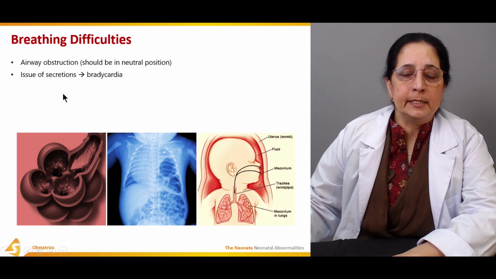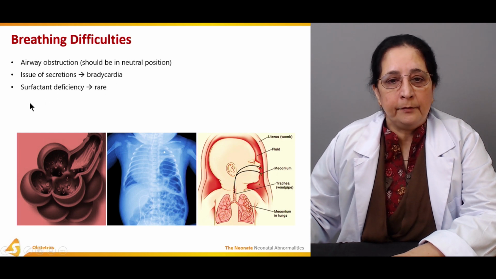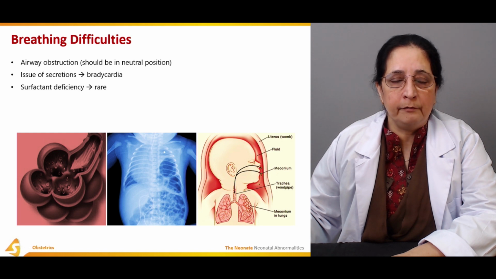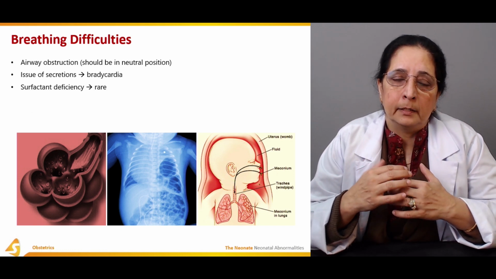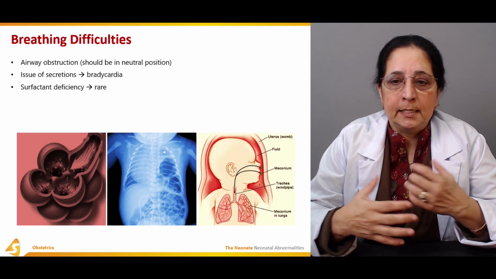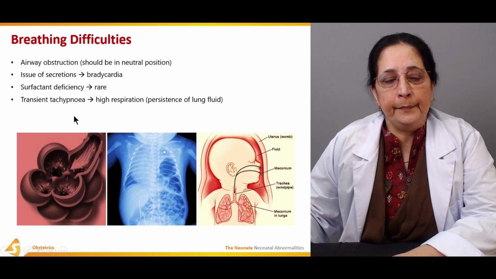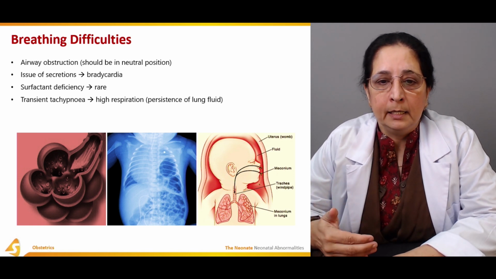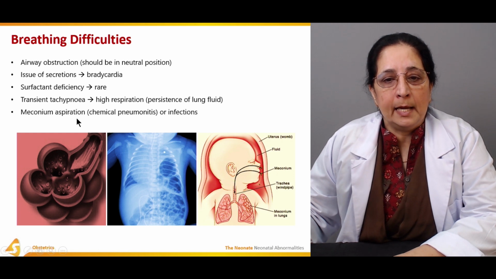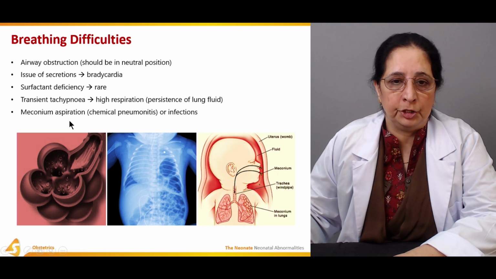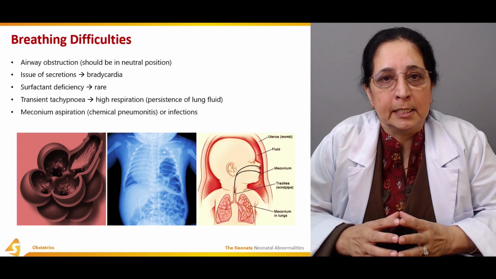If there is an issue of secretions, usually the patient has bradycardia, which is a low heart rate. Surfactant deficiency is rare, not very common. Surfactant is the secretion that keeps the walls open so that breathing is easy. Transient tachypnea: tachypnea is fast breathing, high respiration, if there is persistence of lung fluid. Meconium aspiration leads to pneumonitis or infection. So these are some breathing abnormalities that can be present at birth.